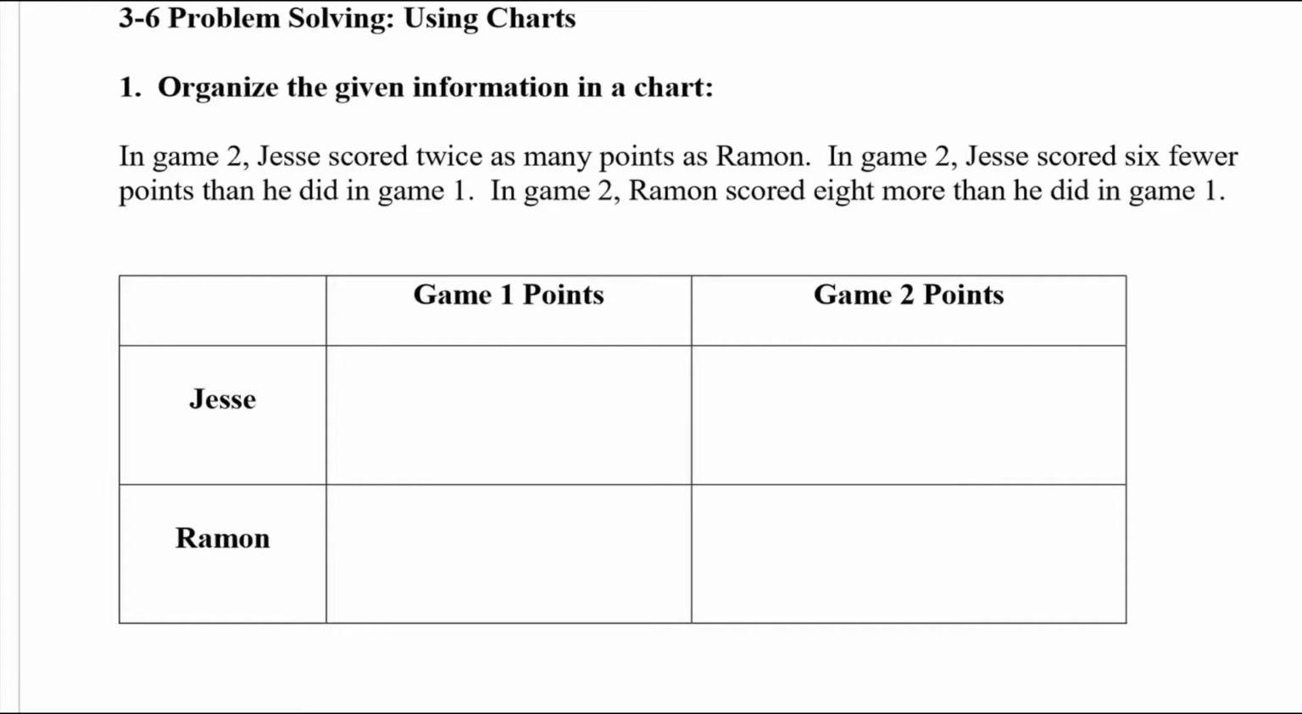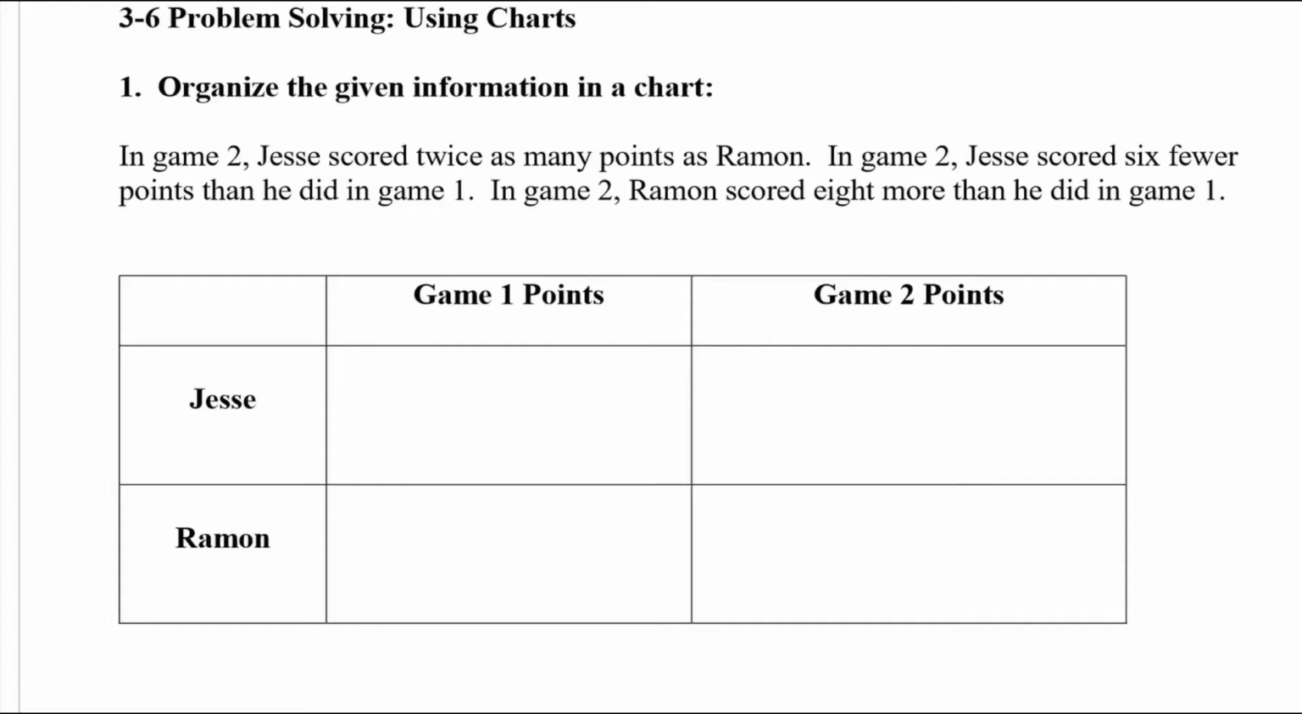Okay, so in game 2, Jesse scored twice as many points as Ramon. In game 2, Jesse scored 6 fewer points than he did in game 1. In game 2, Ramon scored 8 more than he did in game 1. I don't know about you, but my head starts to spin when I read all of this. So by taking our two people, Jesse and Ramon, and making them rows, and then knowing that we have two games, game 1 and game 2, we're better able to sift or sort through the information.